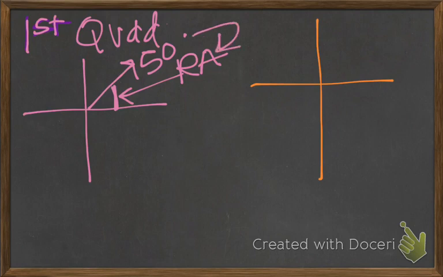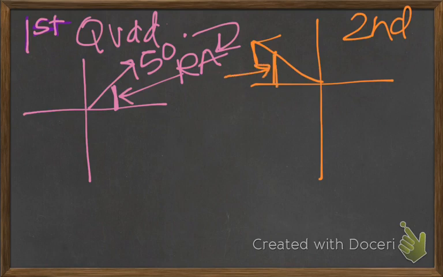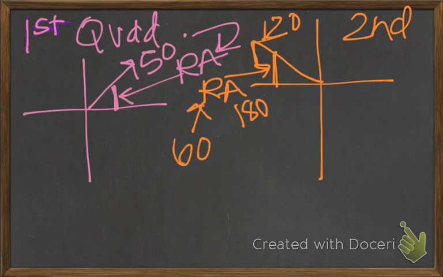Okay, but for this one, let's say that here is our angle, because now we're in the second quadrant. This right here is going to be the reference angle. Let's say that this was 120 degrees. Well, to get from 120 to 180, you would have to go 60 more degrees, so that would mean that our reference angle here is 60 degrees.